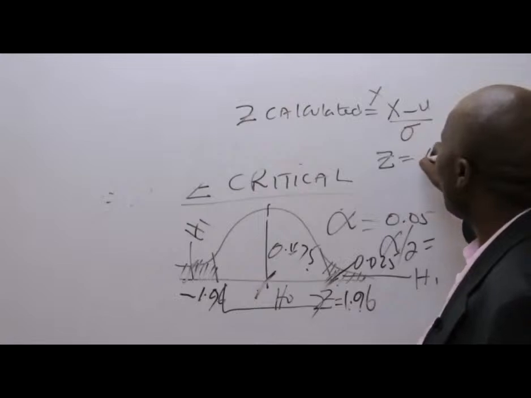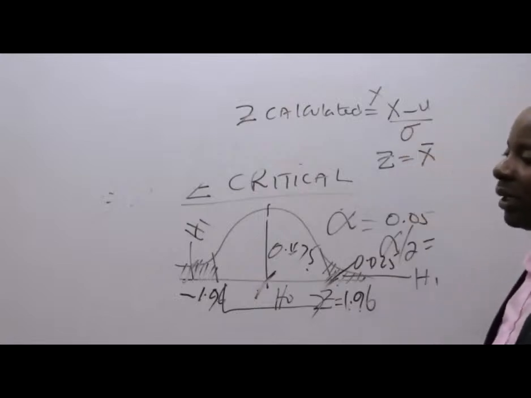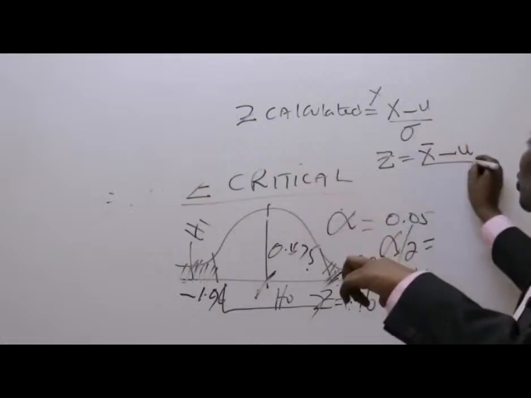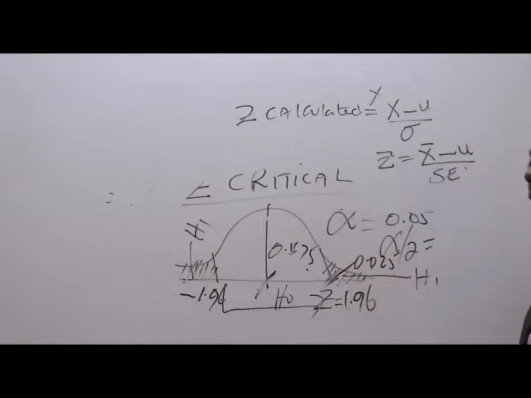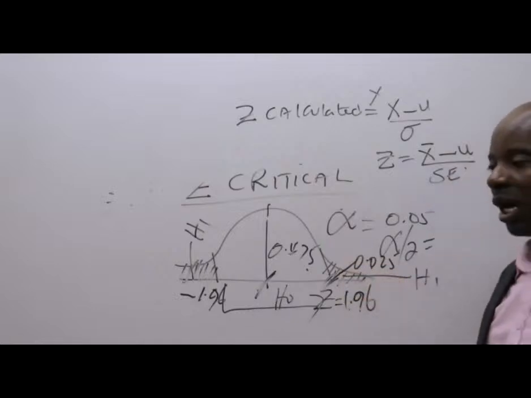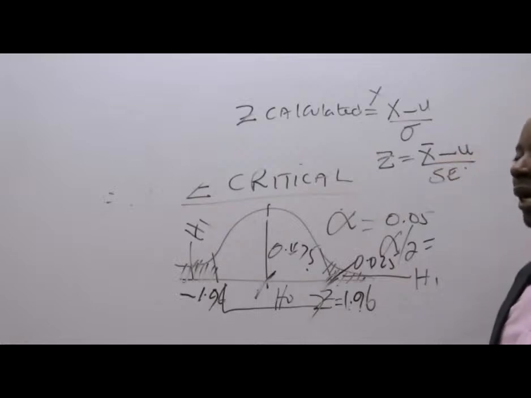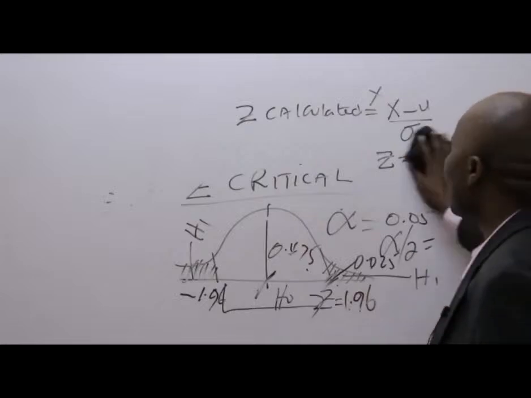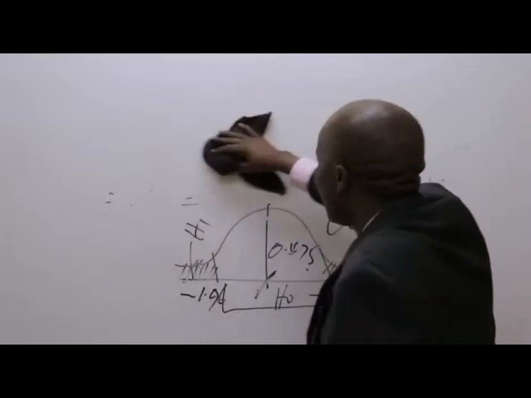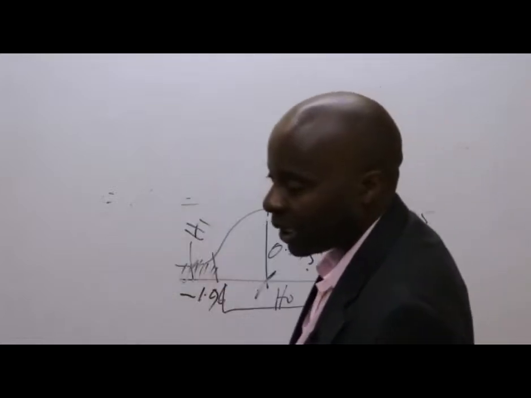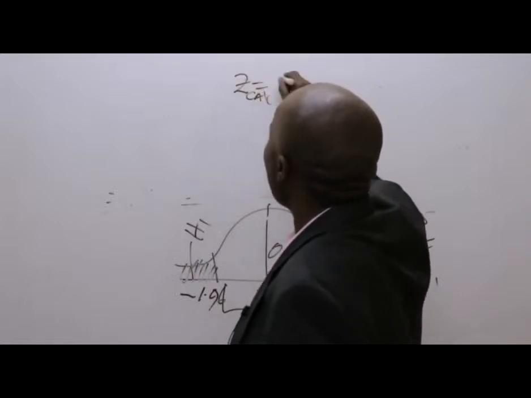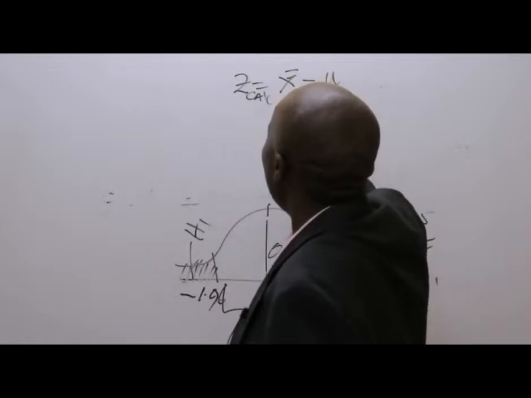Our Z calculated will be X bar minus mu. Because here we are working with X bar, we have many samples, so we'll divide by what we call the standard error. Please write that: our Z calculated is X bar minus mu divided by standard error. Z calc is X bar minus mu all over standard error.